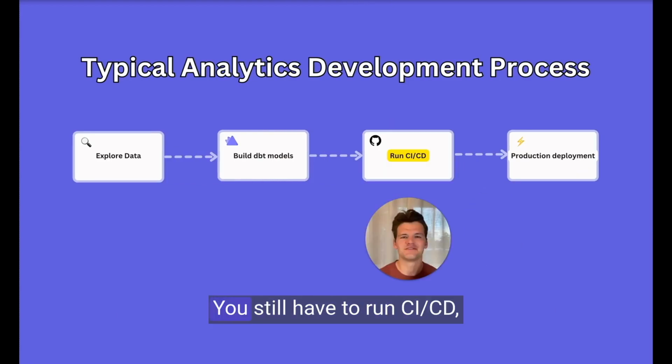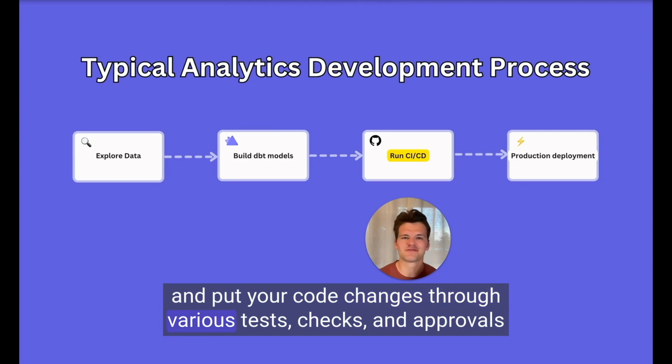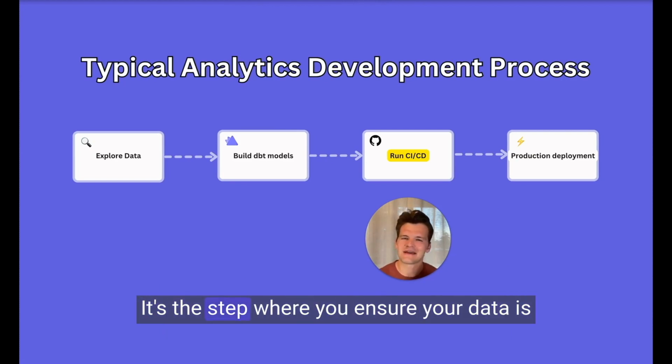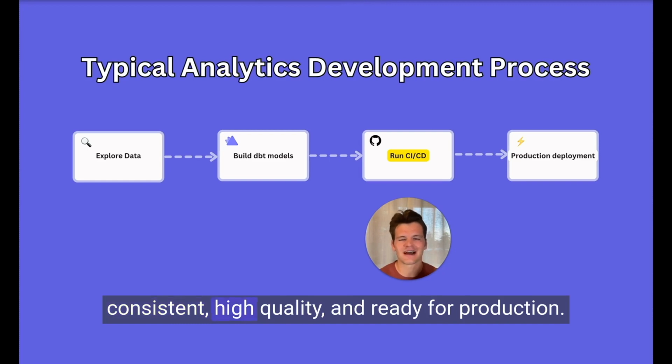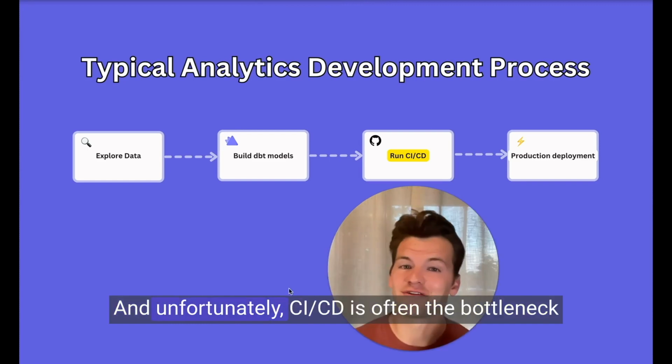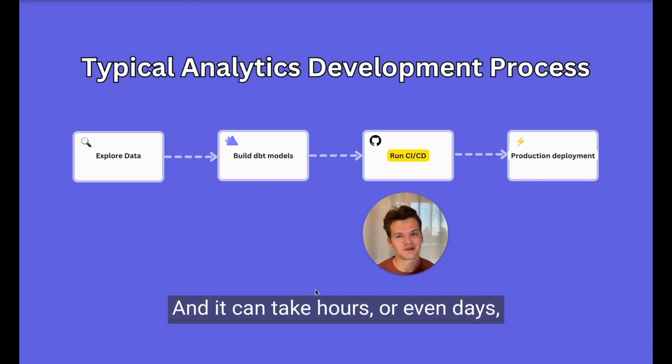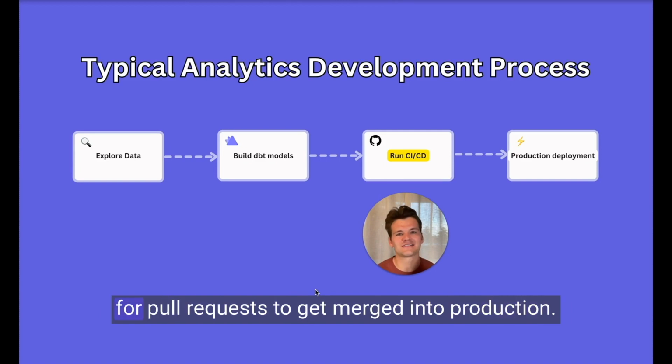Well, not actually. You still have to run CI/CD, where you create a pull request and put your code changes through various tests, checks, and approvals before you deploy it into production. It's the step where you ensure your data is consistent, high quality, and ready for production. And unfortunately, CI/CD is often the bottleneck for data teams using dbt. It's absolutely necessary, but it's time consuming, and it can take hours or even days for pull requests to get merged into production.